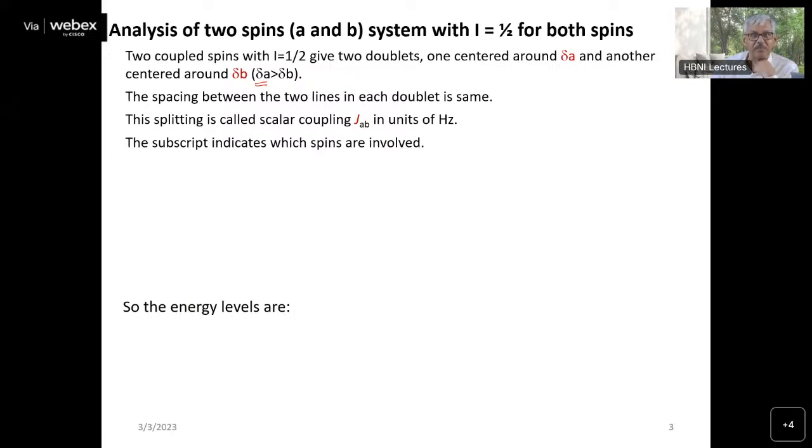The subscript indicates which spins are involved. There are only two spins in this case, A and B, so it will be JAB. Sometimes we also put a superscript before J that indicates the number of bonds involved, but we are not concerned about the number of bonds here.